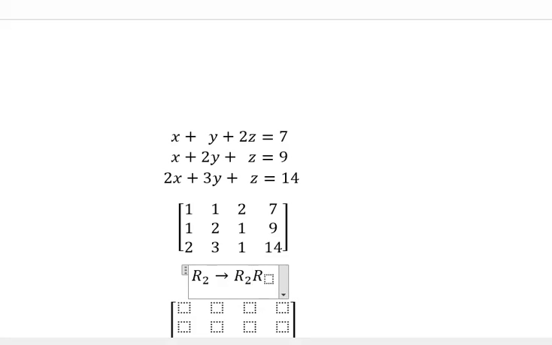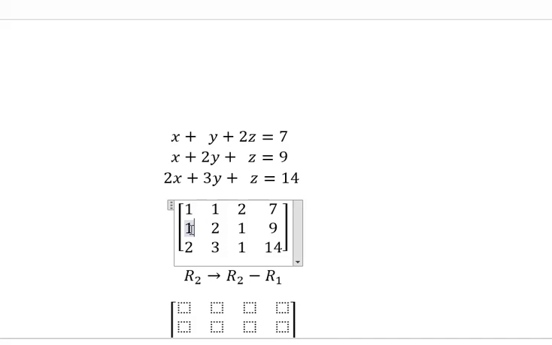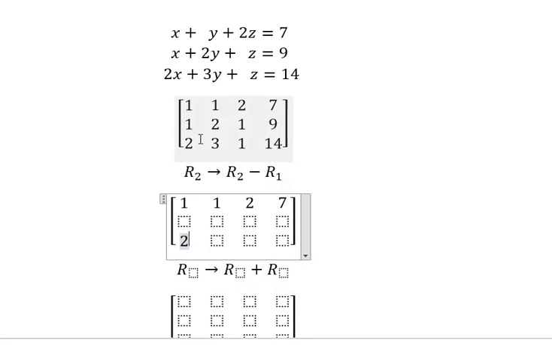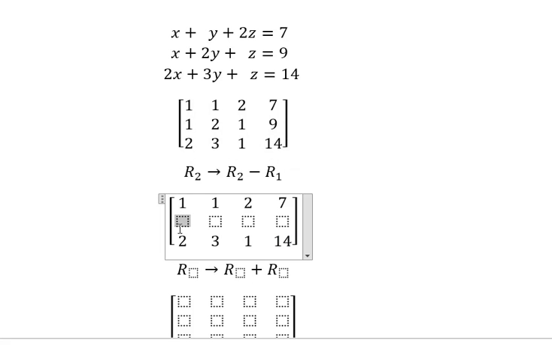So doing that, I'll make row 2 minus row 1. I'm aiming to make this bit here 0. So 1 minus 1 will give me 0. The first row is going to stay the same, and the last row is also going to stay the same. This row here is the one that's going to change. So row 2 becomes row 2 minus row 1.